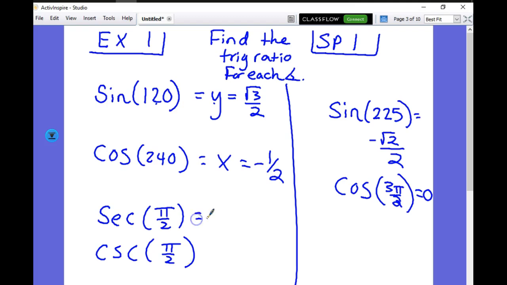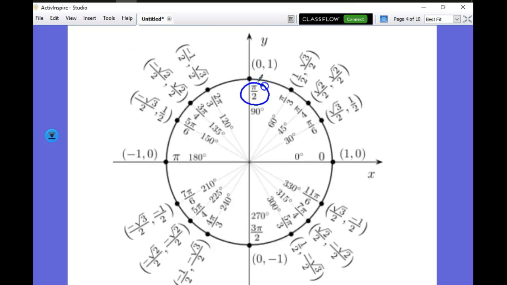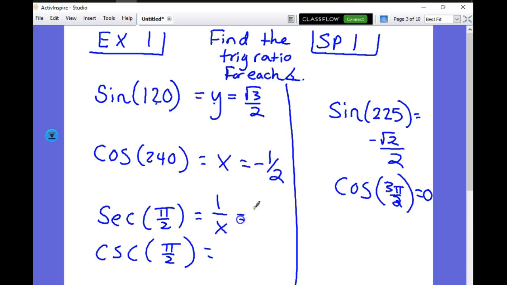Ready? So secant. The first thing we got to do is ask ourselves, what is secant? So Cody, from today, what is secant? It's 1 over x. There you go. 1 over x. Okay. So that means we're going to look at pi over 2 on our unit circle. We're going to find out what the x value is, and we're going to put it there. So pi over 2 is right here, right? And the x value is 0, right? So going back, we have 1 over 0. What is that? That's undefined. So secant doesn't exist there.